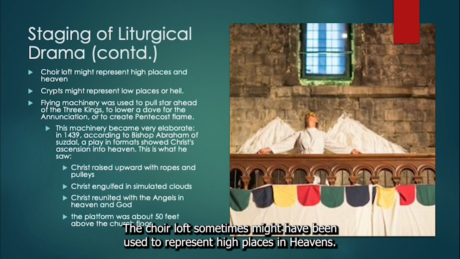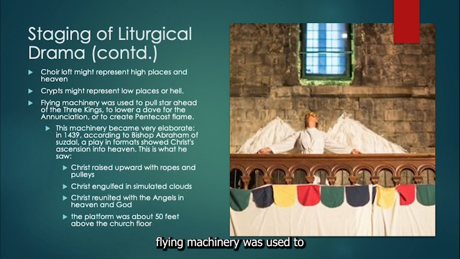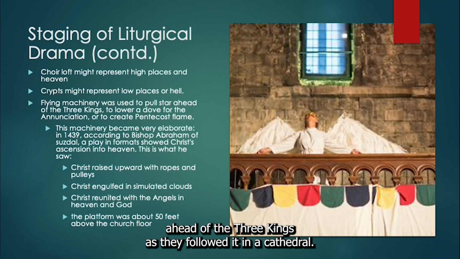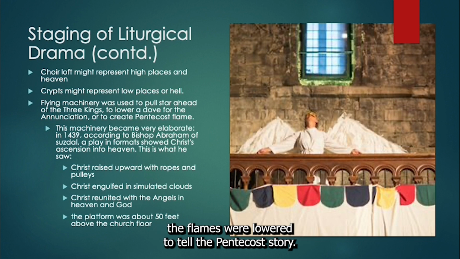The choir loft sometimes might have been used to represent high places in heavens. Crypts in the churches might have been used to represent low places or hell. Flying machinery was used to pull the star ahead of the three kings as they followed it in a cathedral. And then there was one scene in which a dove was lowered, or flames were lowered to tell the Pentecost story.